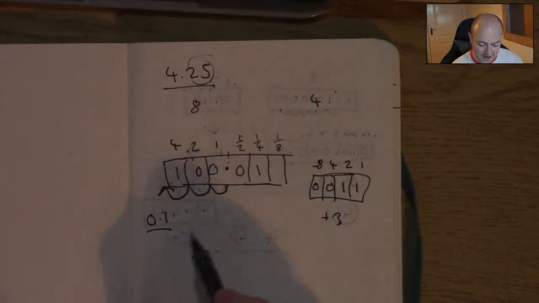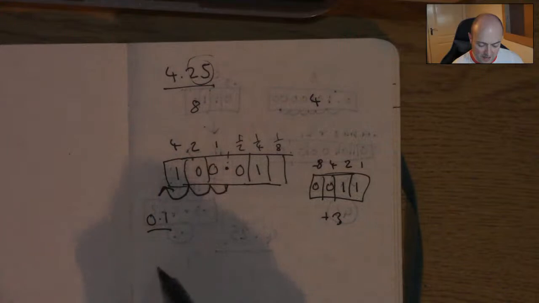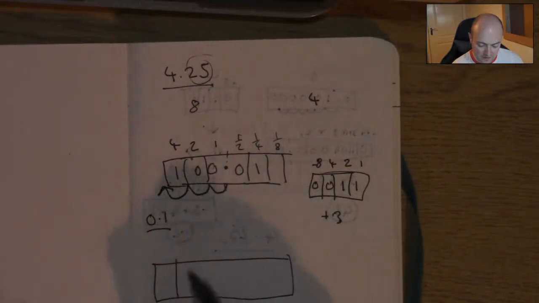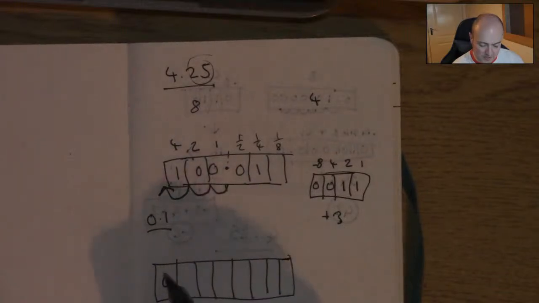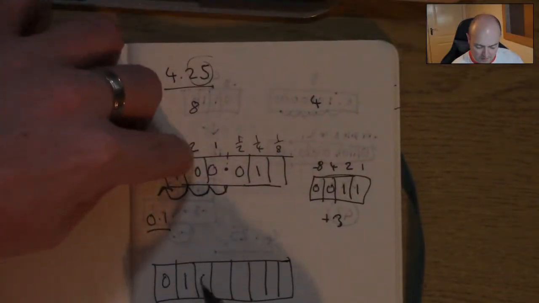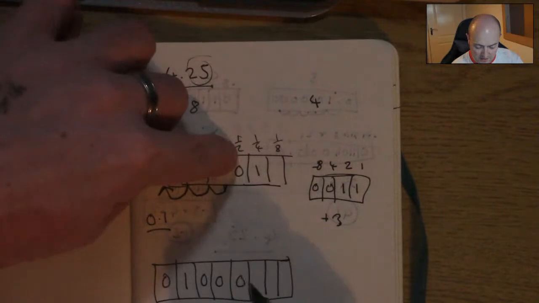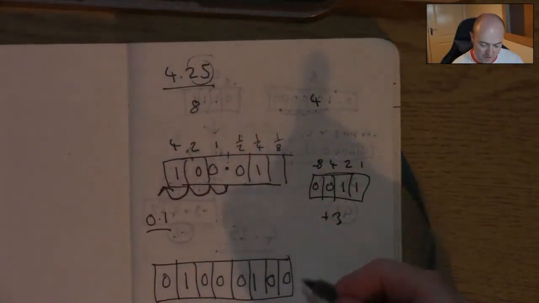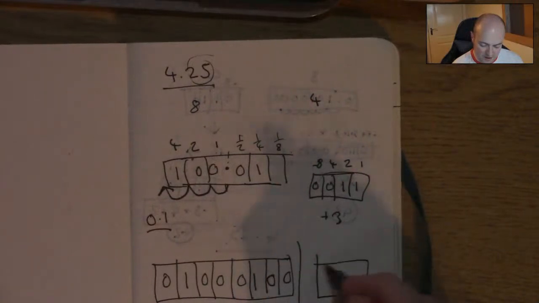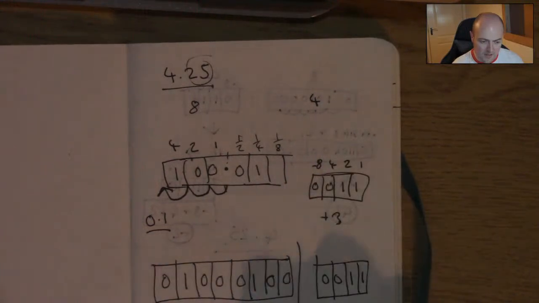Now, our mantissa then needs to be rewritten in 8 bits. 1, 2, 3, 4, 5, 6, 7 lines there. So we do 0, 1, 0, 0, 0, 1. And then any blanks at the end, we just fill in with 0. Copy down our exponent. And there's your answer.